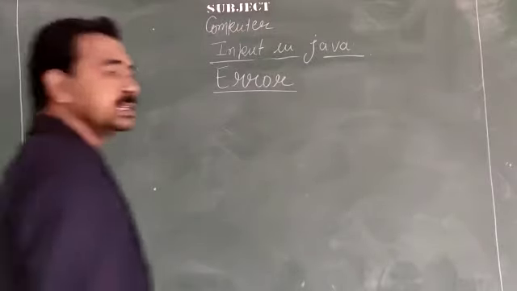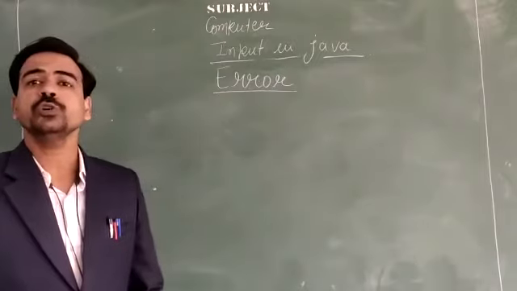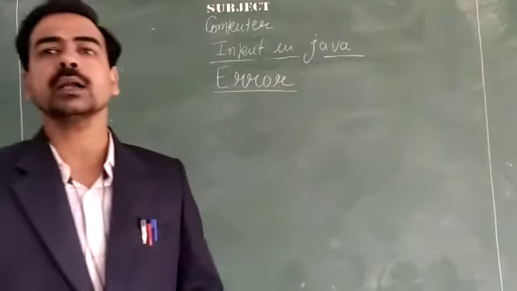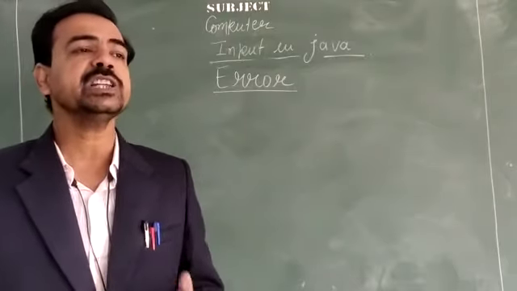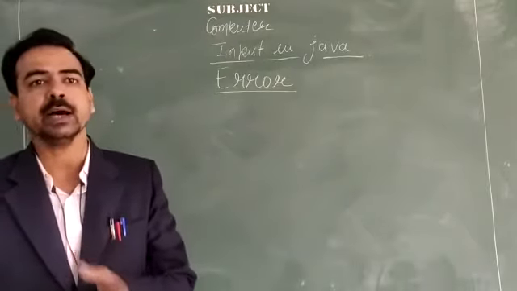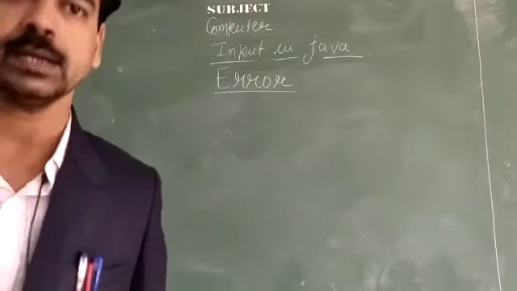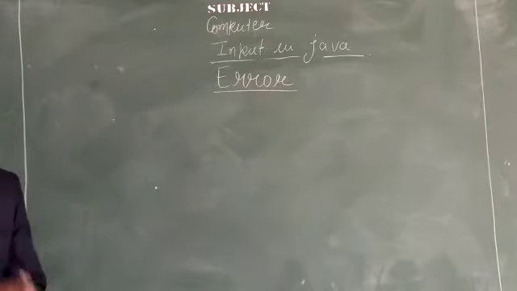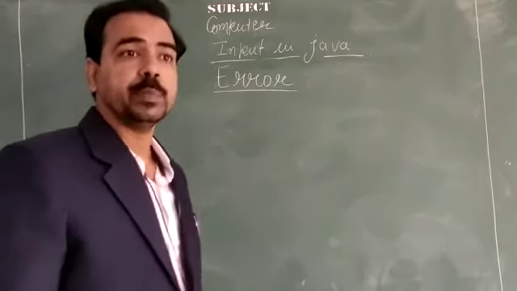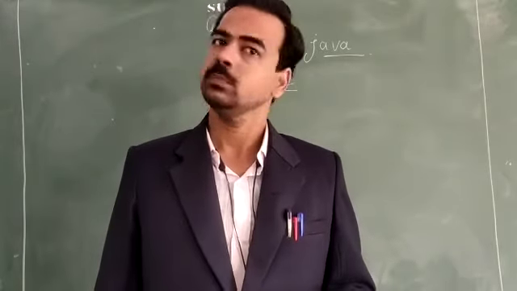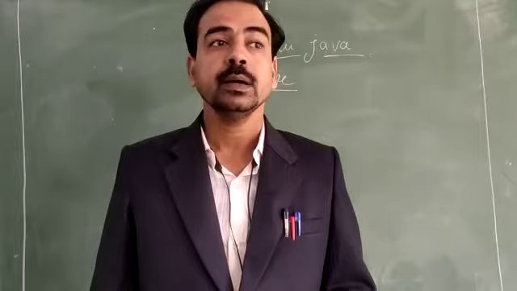Now, listen. What do you understand by errors? Basically, errors are the mistakes which are made by the programmer while writing the program. Is that clear? So once again, listen: errors are the mistakes made by the programmer while writing the program. Is that clear? Any doubt?